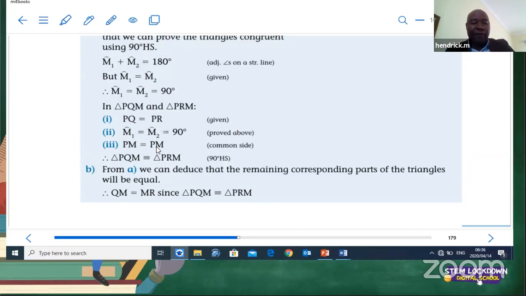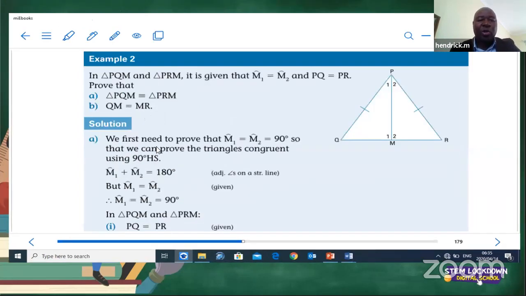And then, of course, from this particular exercise A, because we also had the second question there, B. Example 2B, we needed to prove that QM is equal to MR. Now we've got PQ, one side which is equal to PR. You also have PM, which is common. You also have M1, which is equal to M2, both of which are 90 degrees. Therefore, you can conclude that QM is equal to MR.